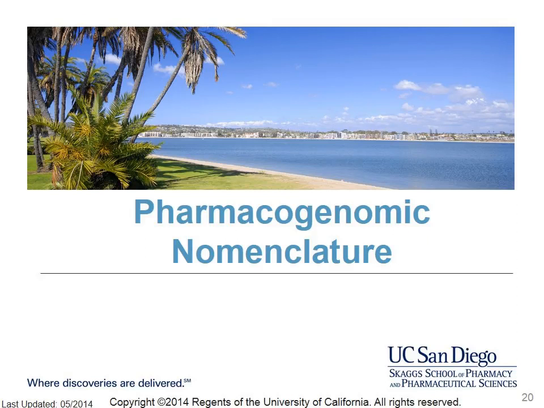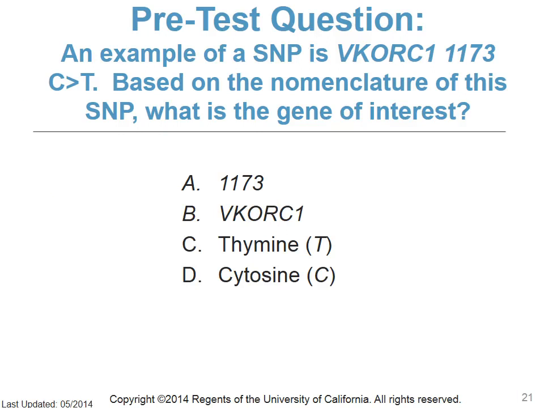Next, we will cover Pharmacogenomic Nomenclature. This is the pre-test question. The question will be repeated later as a post-test question, and the answer will then be provided. As an example of a SNP is VCOR-C1 1173C to T. Based on the nomenclature of this SNP, what is the gene of interest? Possible answers include A, 1173, B, VCOR-C1, C, thymine, or D, cytosine.